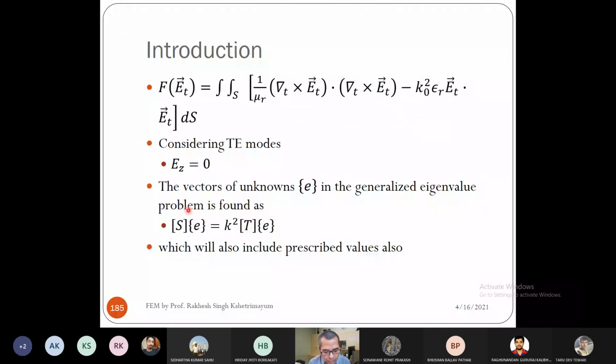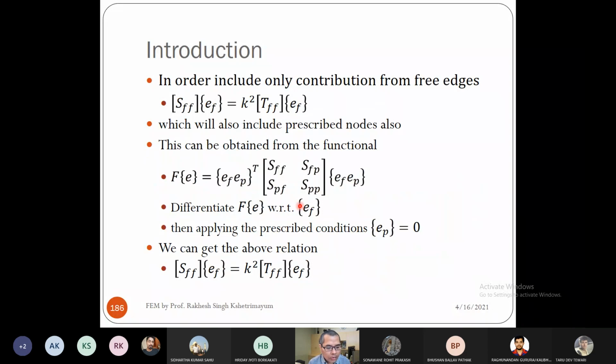But there's some issue with this, because we also have the prescribed values here. We have been given the boundary condition on the metallic wall that the tangential component of the electric field is 0. So we don't need to find the eigenvector on the surface of the metallic walls of the waveguide. So we need to just remove the prescribed nodes. We just need to find it for the free nodes. So in order to contribute only from the free nodes or free edges, we have to have an equation of this form here, SFF EF equals k squared TFF EF.